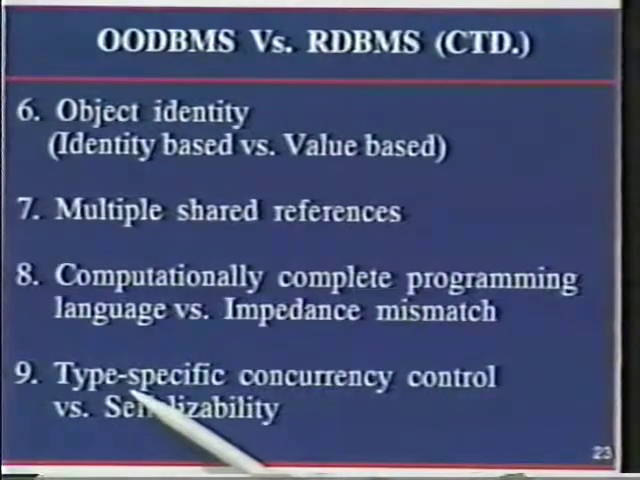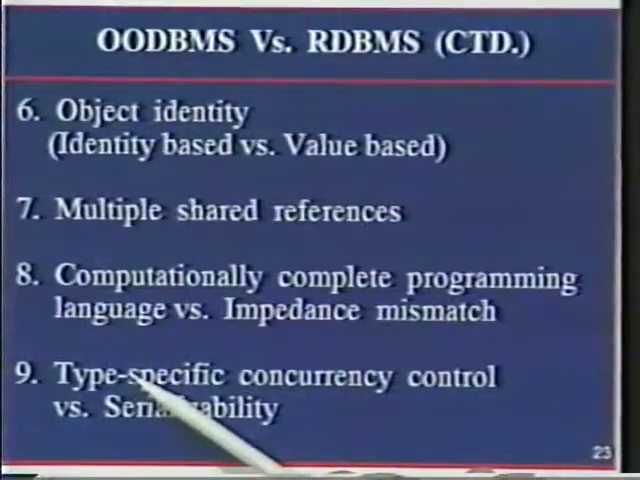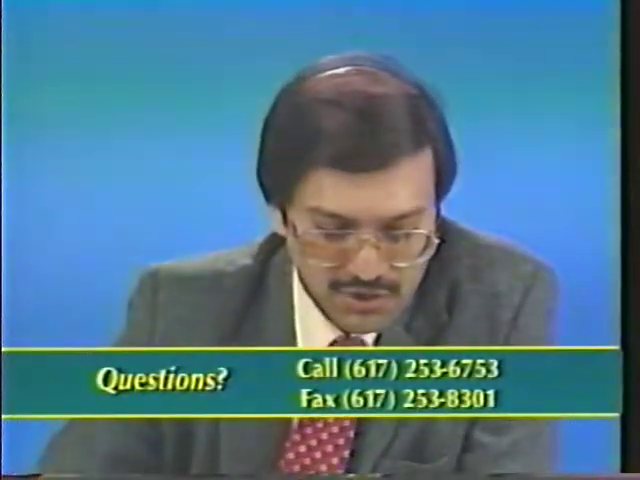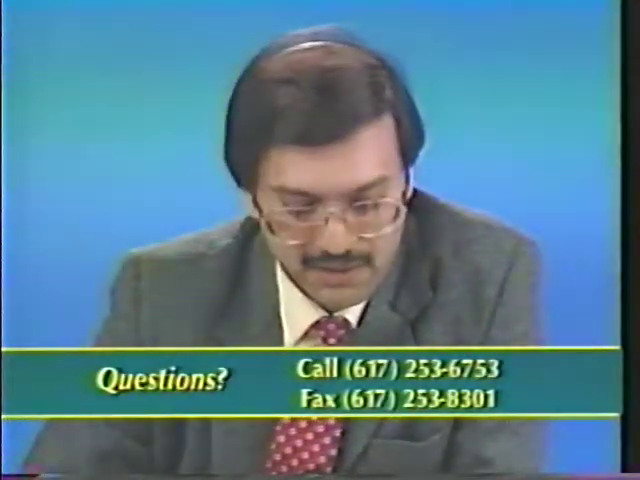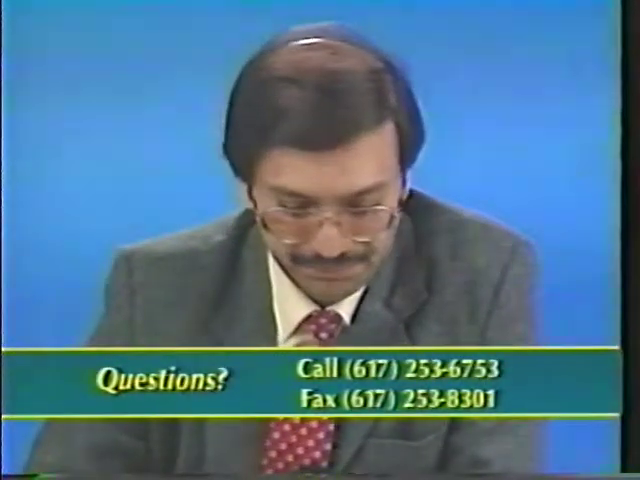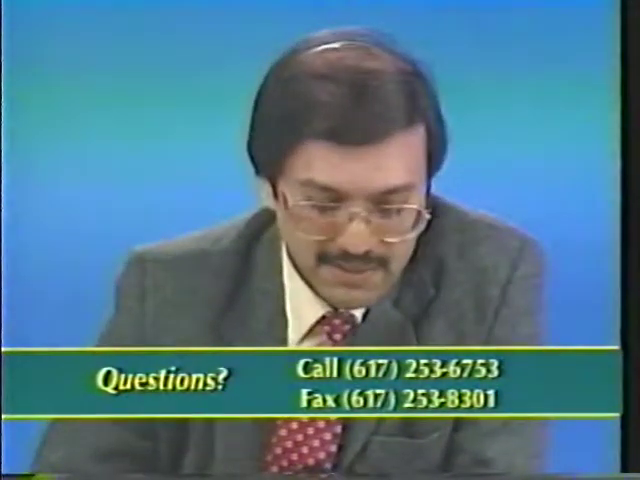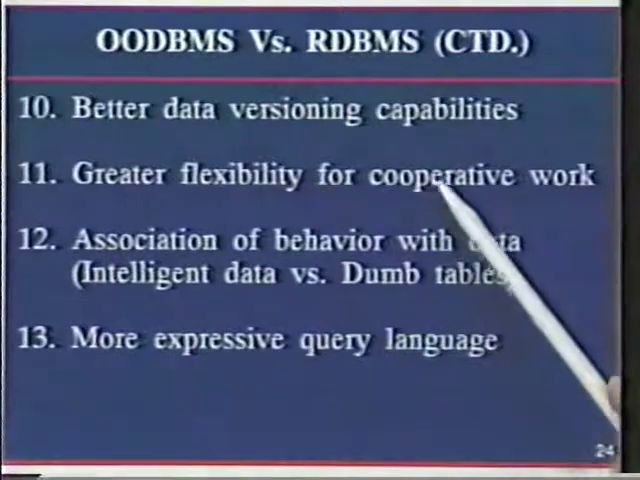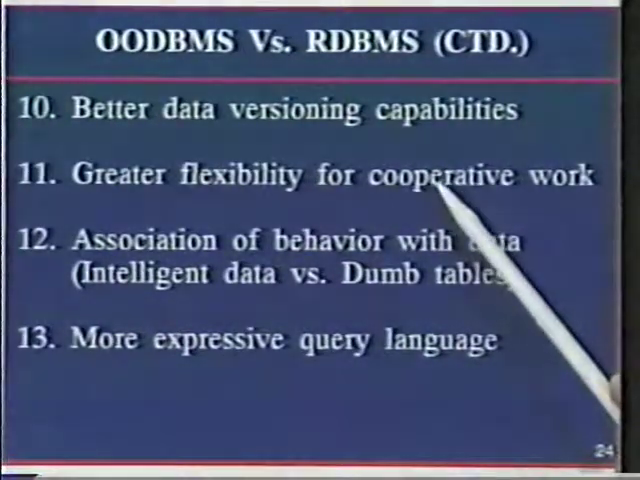Then in terms of the concurrency control, in object-oriented databases, we can do type-specific concurrency control versus the notion of serializability which the relational people enforce. Now, I will talk about these things in a few minutes and show you some examples on how the object-oriented systems do these kinds of things. The object-oriented databases have better data versioning capabilities than the relational database systems. They provide greater flexibility for collaborative engineering activities and cooperative work.